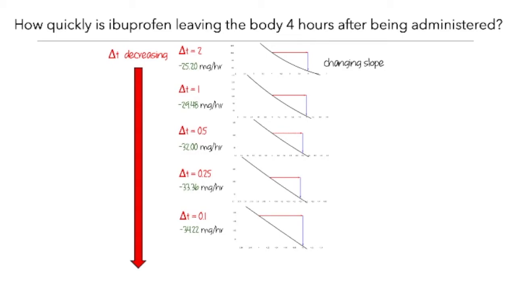When we use delta t of 1 hour, the slope was changing over the interval. And the same was true when we used delta t of a half hour. However, when we use a delta t of a quarter hour, the slope starts to look constant. And with a delta t of a tenth of an hour, the slope looks nearly constant over the time interval. So the ibuprofen is close to leaving the body at a constant rate. What would we see if we continue this process?